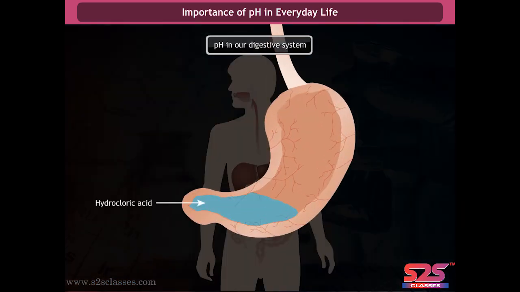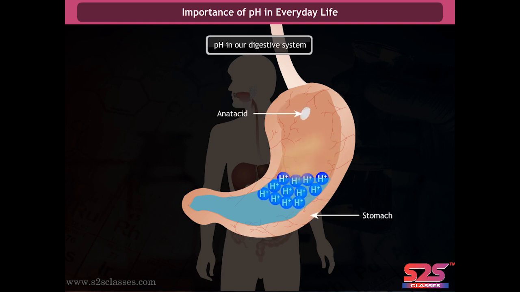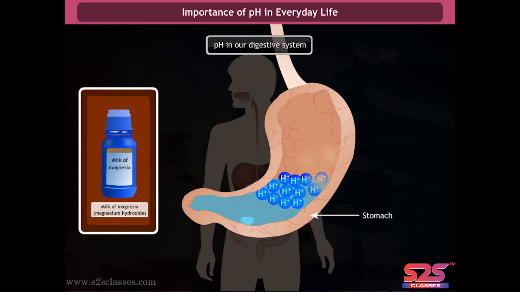Do you know that our stomach contains hydrochloric acid? Hydrochloric acid is essential for the digestion of food. Sometimes our stomach produces excess acid, which causes pain and irritation. This condition is known as acidity or indigestion. To get relief from this condition, milk of magnesia is used as an antacid. Milk of magnesia contains magnesium hydroxide, which is a mild base. It reacts with excess acid present in the stomach and neutralizes it. This is an example of a neutralization reaction, that is, a reaction taking place between an acid and a base.